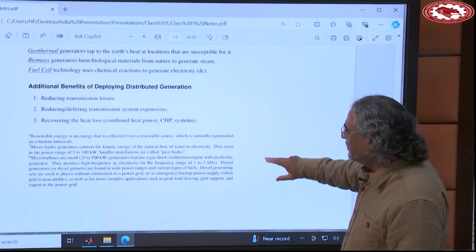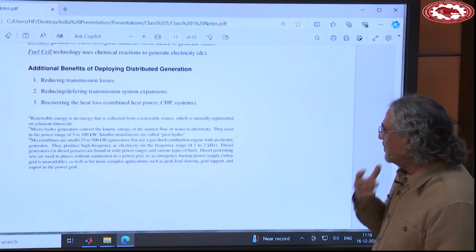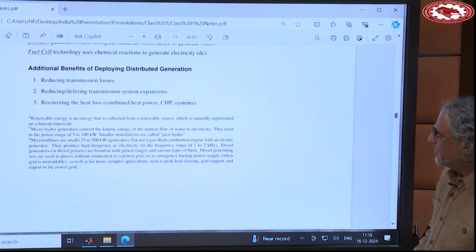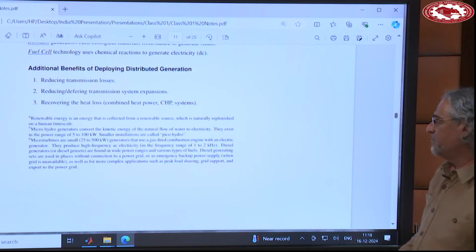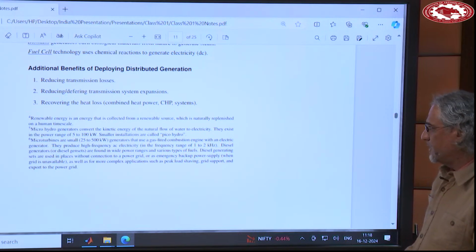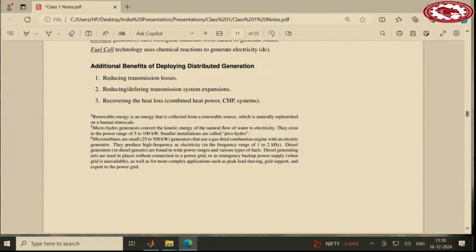So additional benefits of deploying distributed generation: reducing transmission losses, we already talked about that, deferring or reducing the transmission system expansions, and recovering the heat loss. Because if you are generating close to the consumer side, you can also use the heat generated. If it's non-renewable, let's say it's a diesel generator or a microturbine, then you can recover the heat as well to heat the water at the residence, for instance.